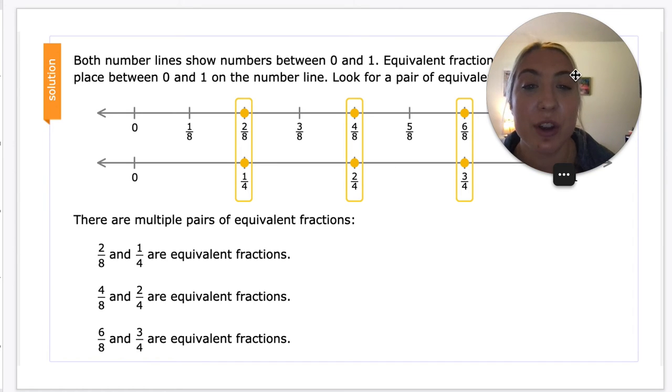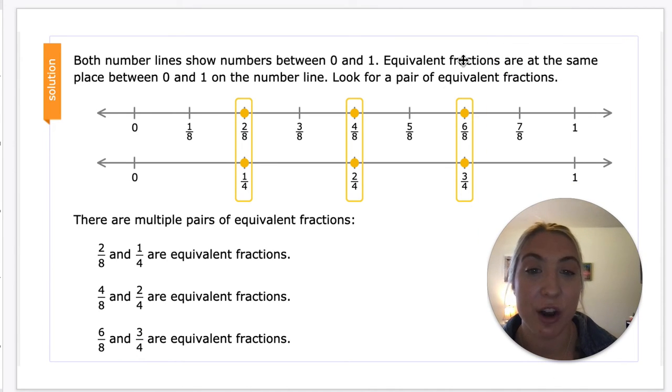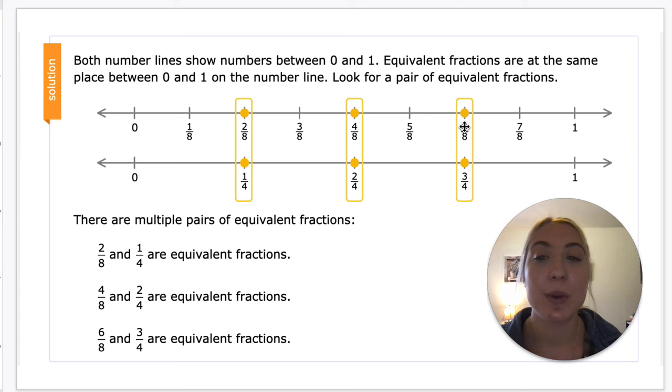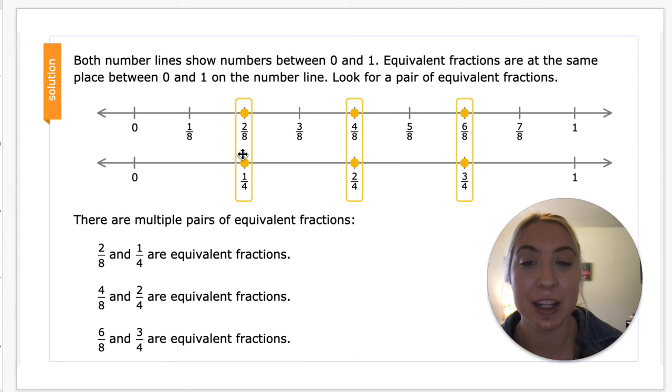So here, there's multiple ones that we see are equivalent. 2/8 and 1/4, just like we went over, 4/8 and 2/4, and 6/8 and 3/4. So remember, equivalent fractions are at the same place between 0 and 1 on the number line. So we can find them easily by looking to see if they're in the same place. So let's do some examples together.